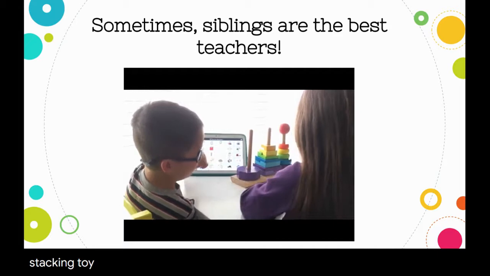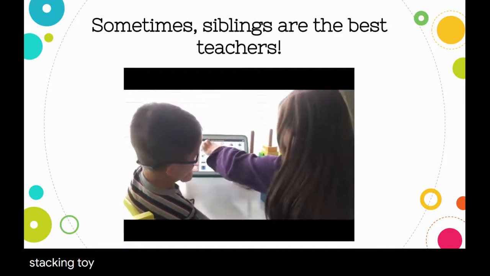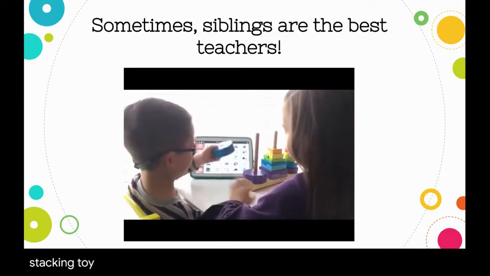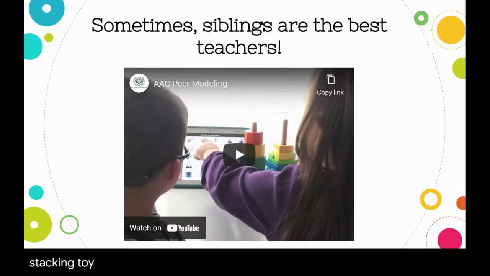Now let's put blue on top of the purple one. This is an easy way to involve the sibling and create a shared activity they can both do.